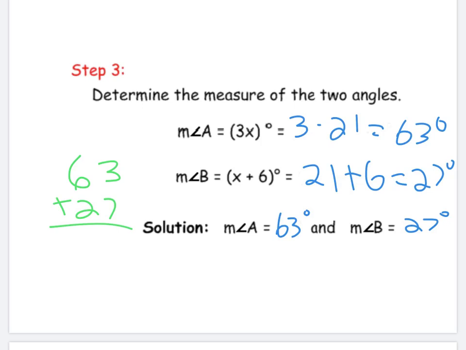So let's see if we're correct. 7 plus 3 is 10, carry the 1. 6 plus 1 is 7, plus 2 is 9. So we do get the 90 degrees that we're looking for. So those angles are complementary, so the chances are that our solution is correct.